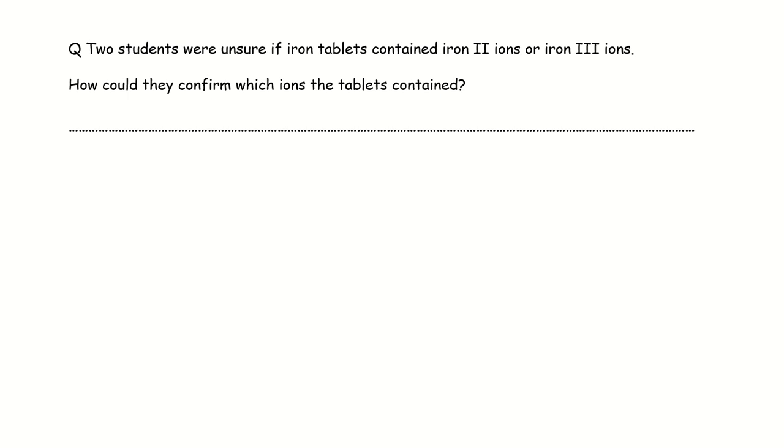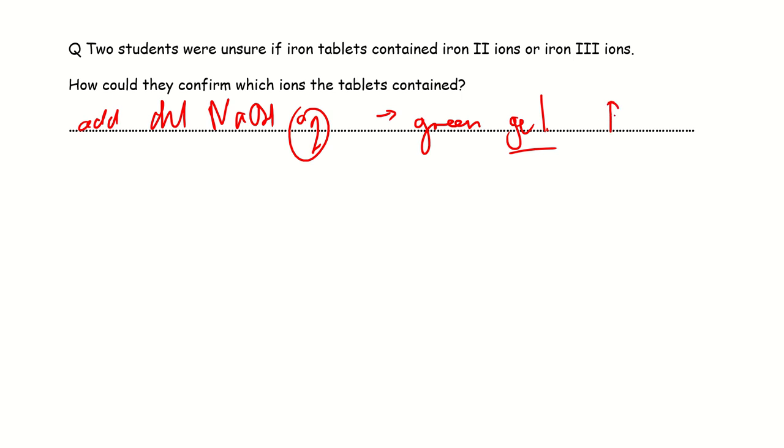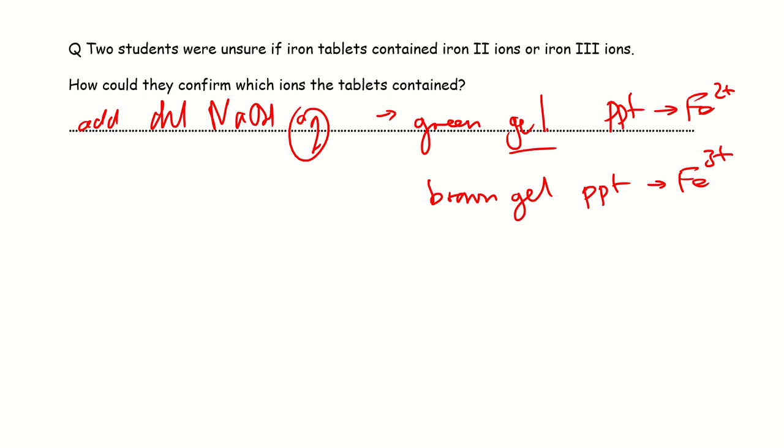Two students were unsure if iron tablets contain iron 2 or iron 3. How would you confirm? Well, very simply, you would add dilute sodium hydroxide solution. And if you get a green, I'll just write gel for gelatinous precipitate, that tells you that it's iron 2. If you get a brown or orange brown, still gelatinous precipitate, well, that tells you that it is iron 3. Simple as that.